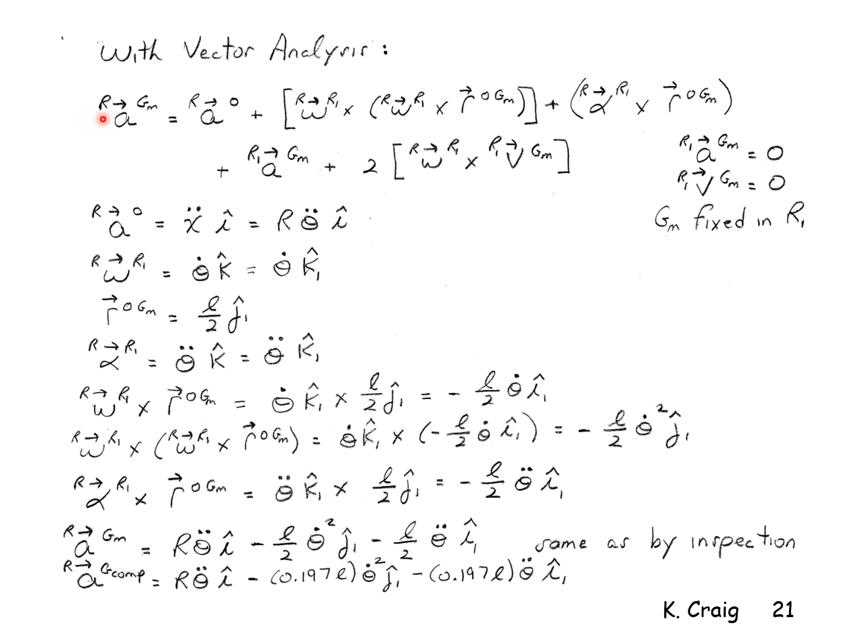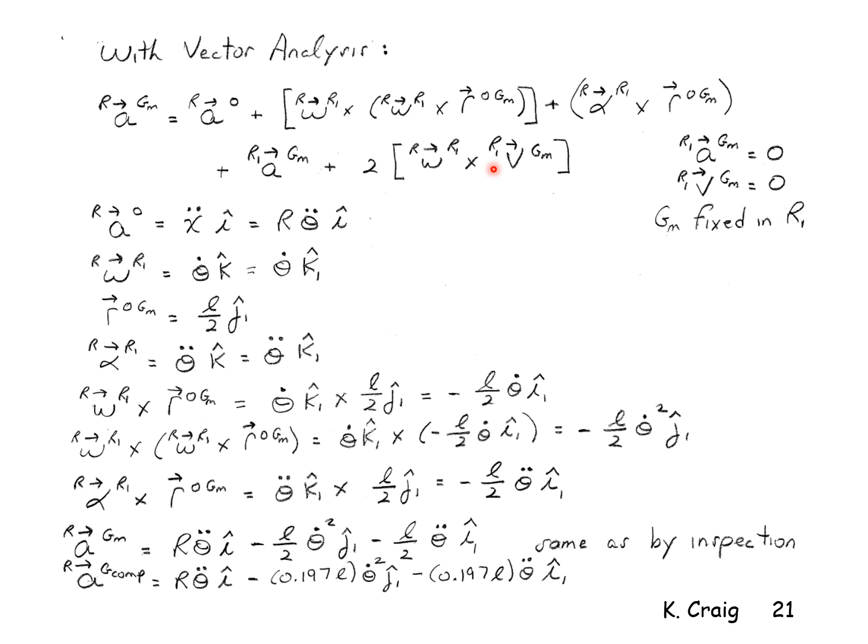So if I make use of that equation, I say then this is the acceleration of O with respect to ground. This is the centripetal acceleration. This is the tangential acceleration. This is the relative acceleration. And this is the Coriolis acceleration.